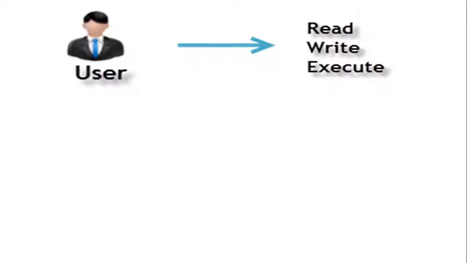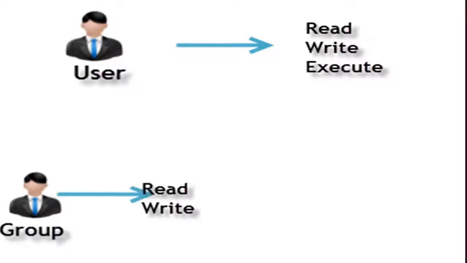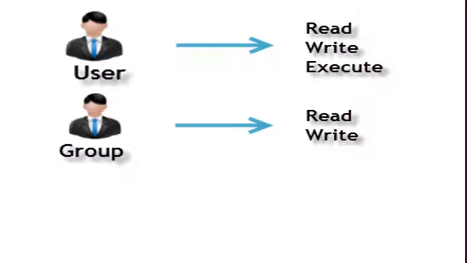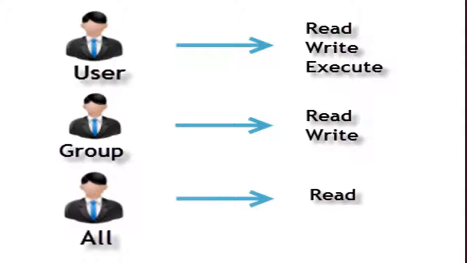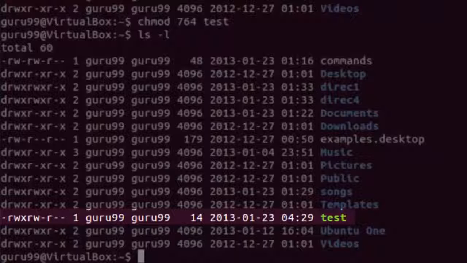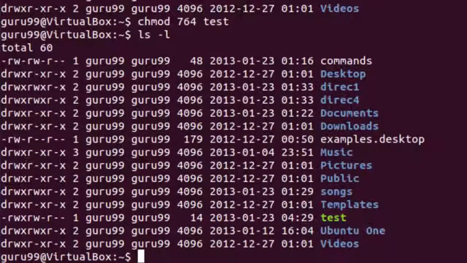764 absolute code says the following: read, write and execute for the user or the owner, read and write for the user group, and read only for other users. So this is how we can change the permissions using the absolute mode of the chmod command. Moving on to the next way.